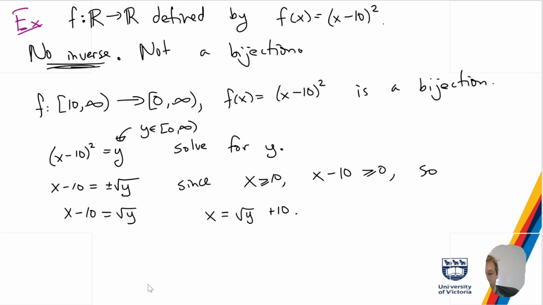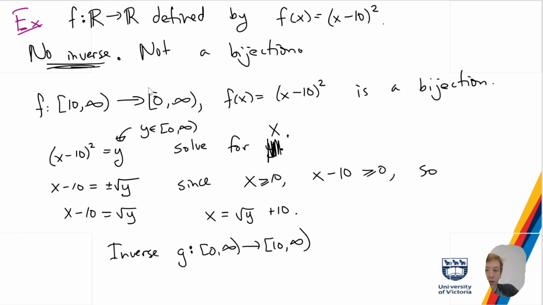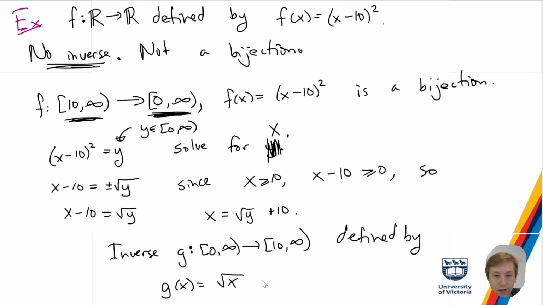And once you've solved for x, sorry, when I said solve for y here, I meant solve for x. This gives you your inverse function. So the inverse is going to be g mapping from 0 to infinity to 10 to infinity. Note here, I took the codomain and the domain and I've switched them to get the inverse, defined by g of x is equal to square root x plus 10.